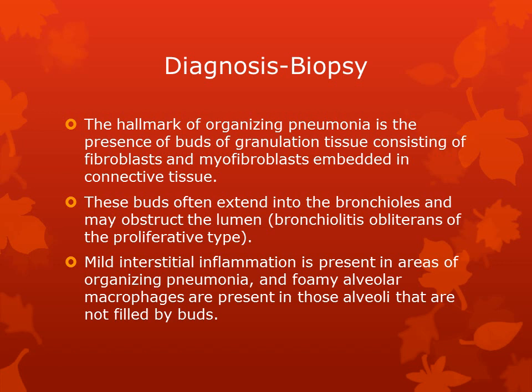There will be presence of buds of granulation tissue consisting of fibroblast and myofibroblast. These buds often extend into the bronchioles and obstruct the lumen. Thus, it is called bronchiolitis obliterans. Mild interstitial inflammation is present in areas of organized pneumonia, and foamy alveolar macrophages are present in those alveoli.